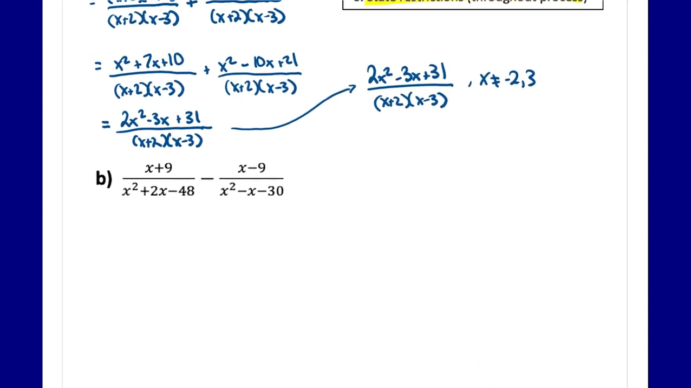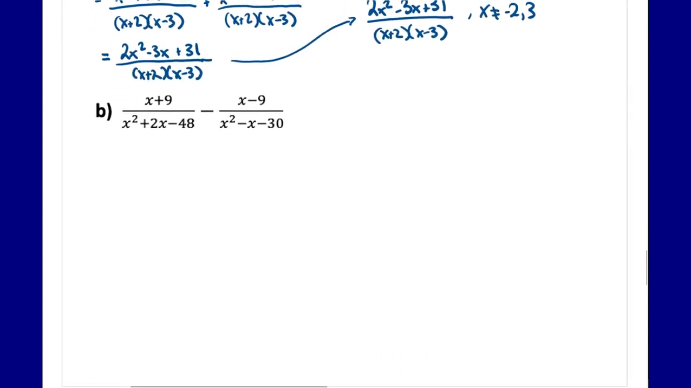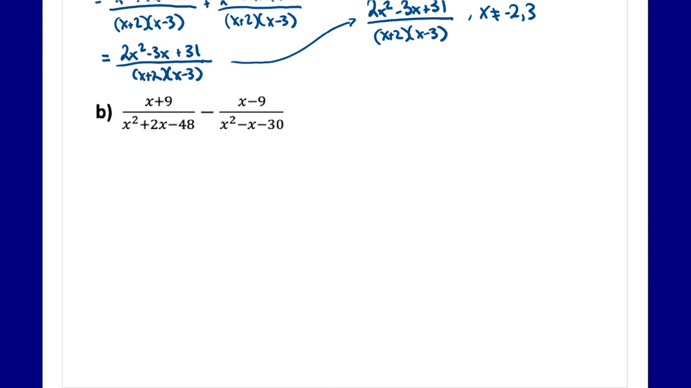B, the next example: (x + 9)/(x² + 2x − 48) − (x − 9)/(x² − x − 30). So what we want to do first here is factor the denominators, right? We need to get a common denominator, so in order to do that, we would need to factor. That will make it easier to figure out what I multiply by. The numerators are going to stay the same for right now.